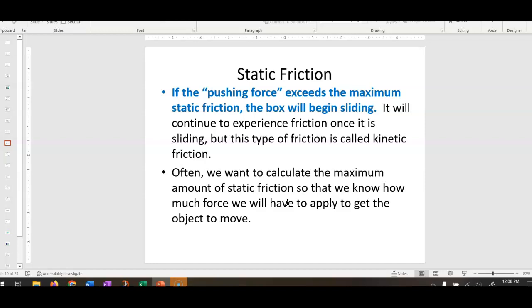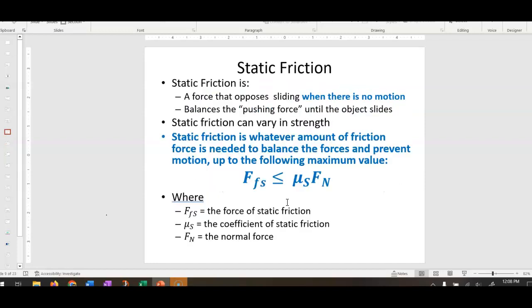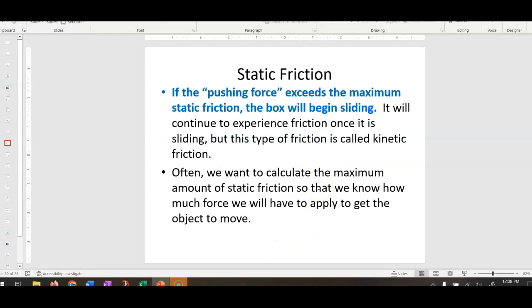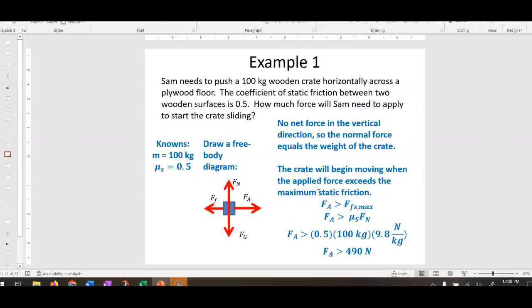And once it starts sliding, it is still experiencing friction, but now the friction is called kinetic friction. Okay, you only ever have a single type of friction. It's static friction before the object starts to move, and then you're experiencing kinetic friction after the object starts to slide. So a lot of times we might want to calculate that maximum static friction. That would be mu sub s times the normal force, because we know that as long as we push with any force bigger than that amount, the object will begin to move.